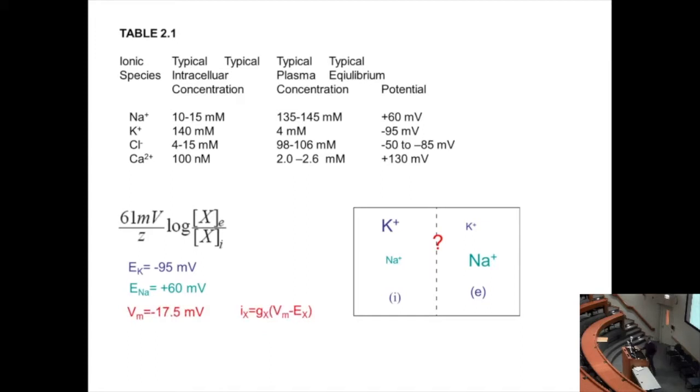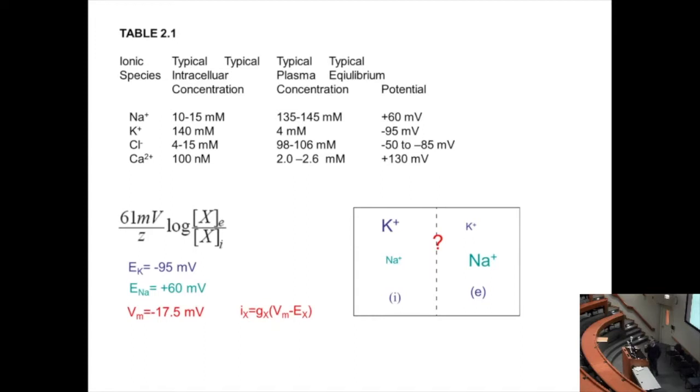Here's the reason why. This is Ohm's law. G is the conductance, the permeability, and it is the same for both ions. And if I plug in minus 17.5 for the membrane voltage and I plug in minus 95 for EK, I will get a current, a flux of ions. If I plug in minus 17.5 and plug in plus 60, I will get a current. Those currents will be equal and opposite, so that the net current is 0.